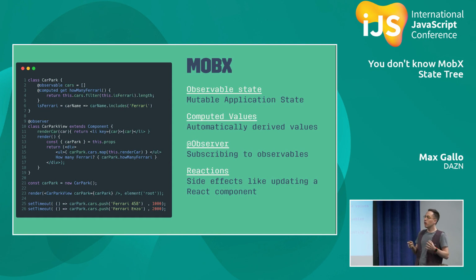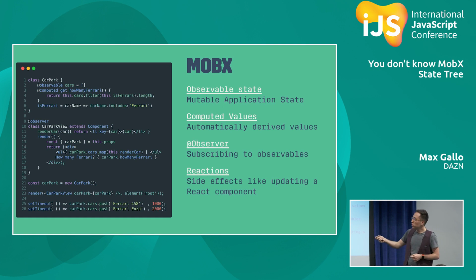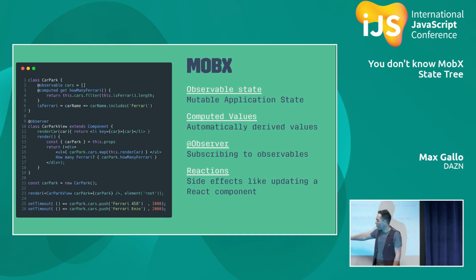The first time I saw it, I thought, okay, so I don't have any power to control exactly what's going on. But the power is exactly inside all your observables. You can control them, you can leverage them, you can use computed values. So this component here, car park view, has a map rendering a car, and then it's showing how many Ferrari I have inside the car park. As we can see at the bottom, we have a classic render function.